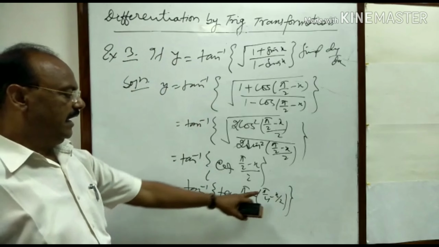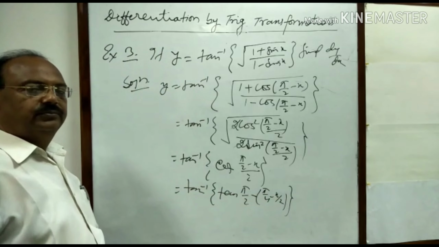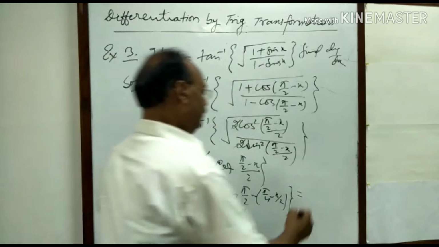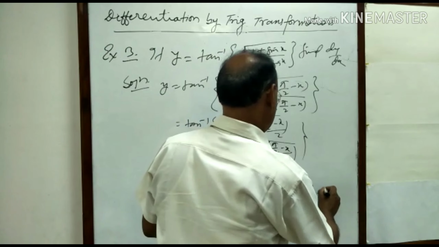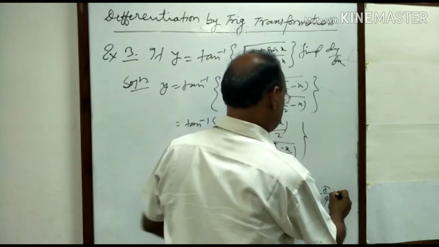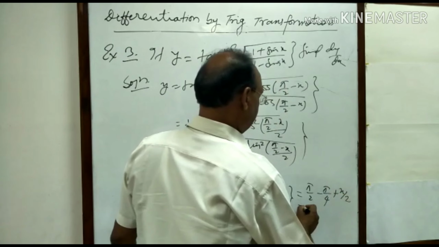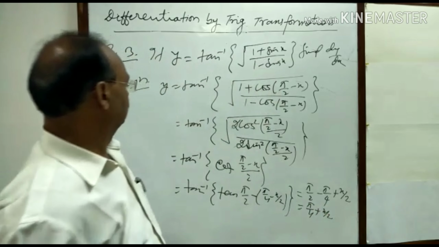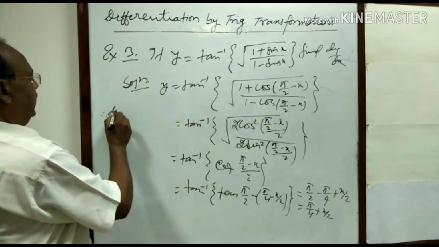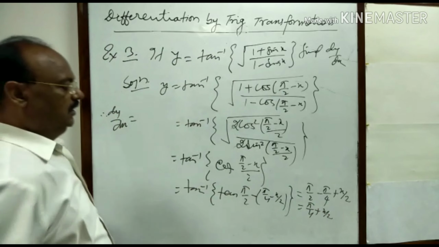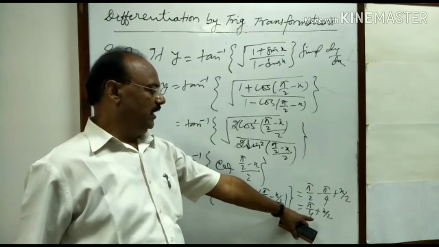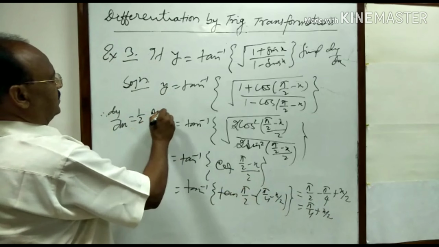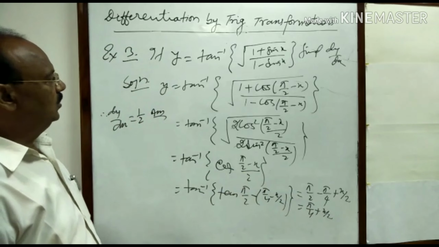Now tan inverse of tan theta is equal to theta, so we can write this is equal to pi by 2 minus pi by 4 minus x by 2, that is pi by 4 plus x by 2. So therefore, derivative of y with respect to x: derivative of pi by 4 is 0 and derivative of x by 2 is half. So this is the answer. Now you see next question.